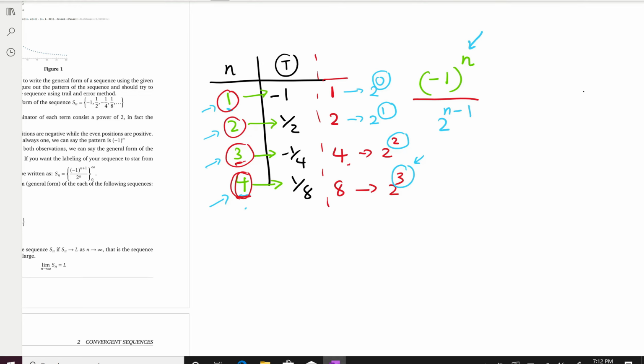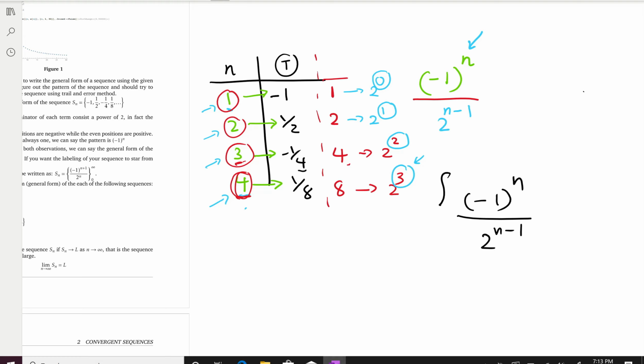Now let's write the full representation in one color. -1 to the n over 2 to the n minus 1 power. So you think that it is the representation. Now give it a try. Plug numbers. Plug n is equal to 3 and see whether you get -1/4. So likewise, check your work. Okay, so that's the next thing you should do now.